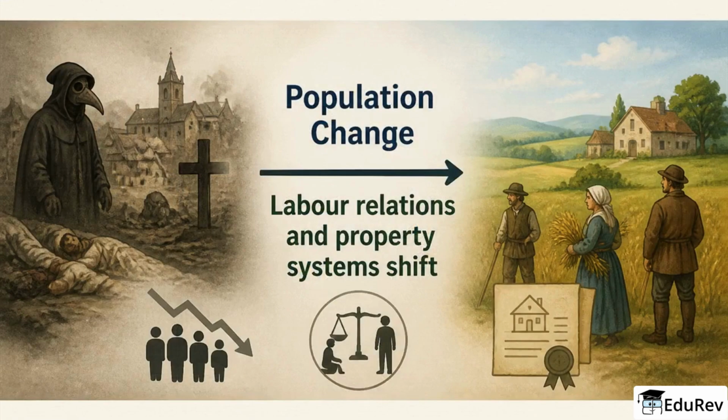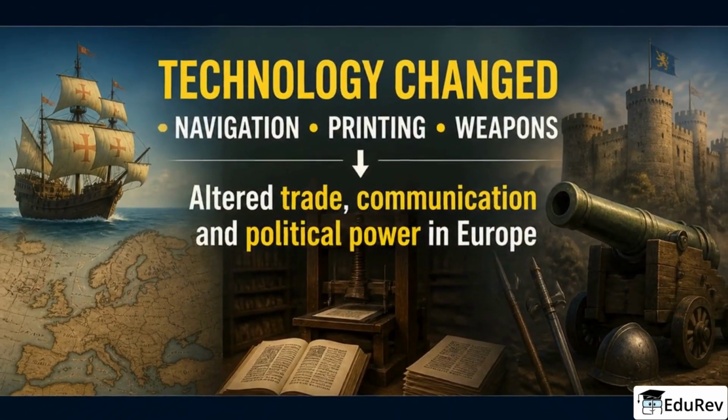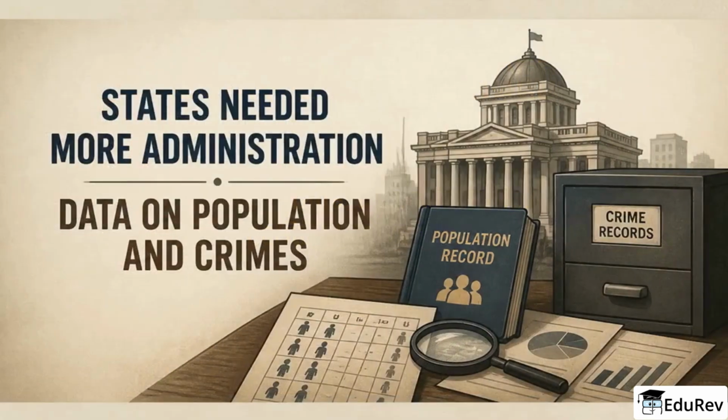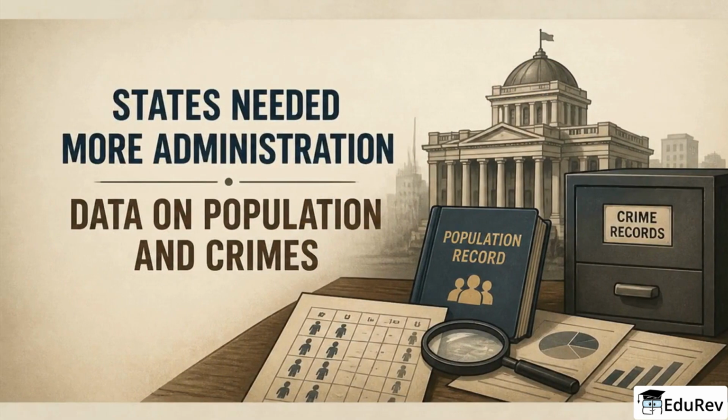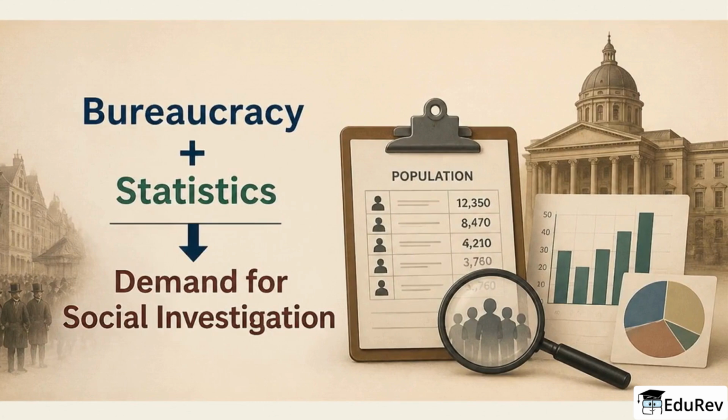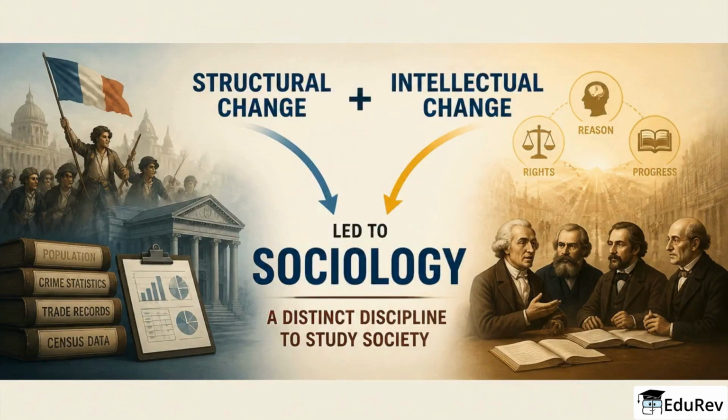Demographic shocks such as the Black Death and later population changes shifted labor relations and property systems. Technological advances in navigation, printing, and weapons altered trade, communication, and political power across Europe. Administrative needs grew as states became more centralized and required data about populations and crimes. These bureaucratic and statistical needs created practical demand for systematic social investigation. Together, these structural and intellectual shifts made it natural for thinkers to form a distinct discipline called sociology.